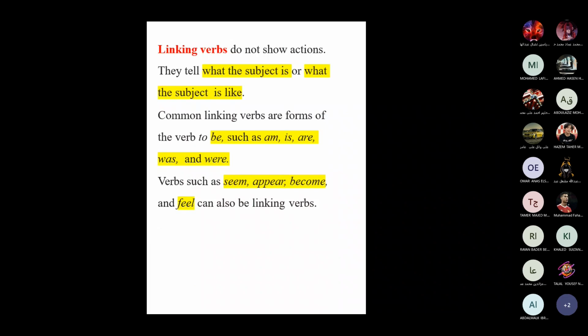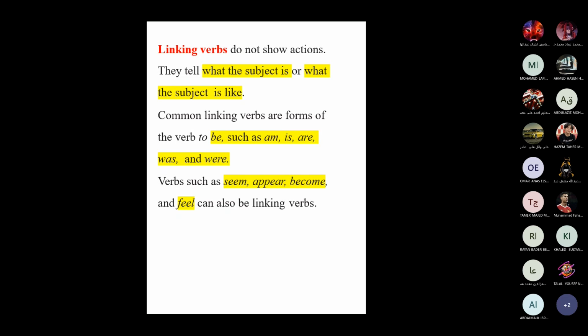Then we have linking verbs, and pay attention to that. Linking verbs link or adjoin the subject with a word or with other words. That's why we call them linking verbs. They make a connection between the subject and the other words in the sentence. This is their function. Linking verbs do not show actions. No actions. They are just linking.